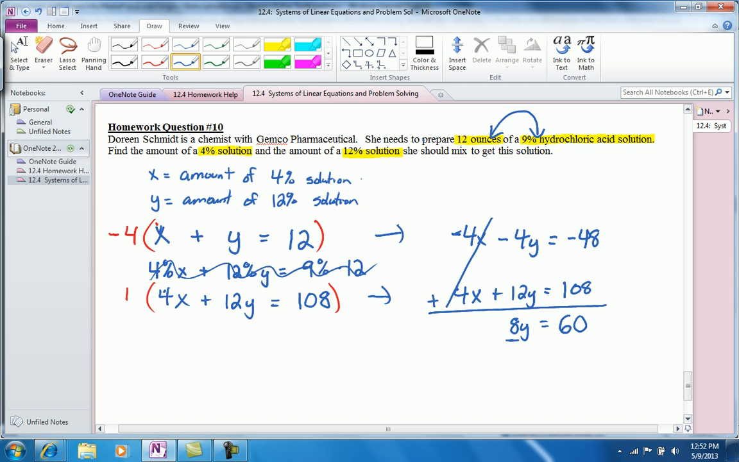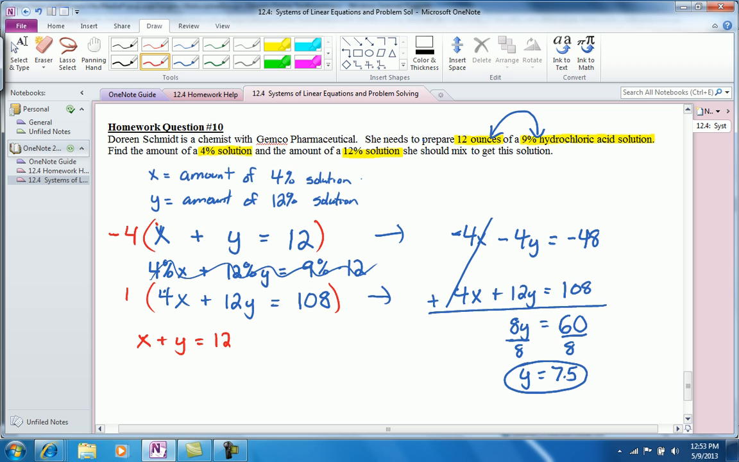Okay. Dividing both sides by 8, I get y to be 7.5. Okay, so remember y represented the amount of the 12% solution. I know y. I'm going to come back and find x. I'm going to go back to one of my original equations, and I'm actually going to go back to the x plus y equals 12, which looks to be the easiest of the two equations.